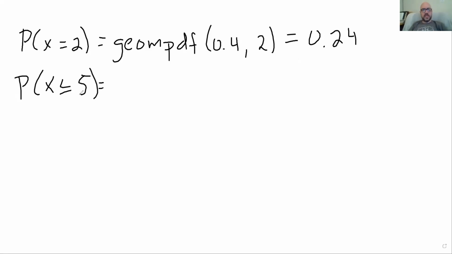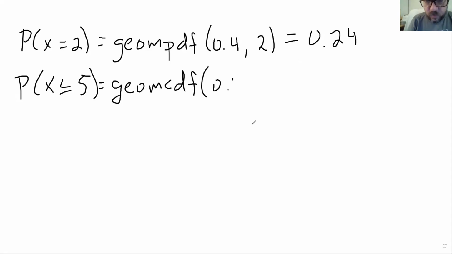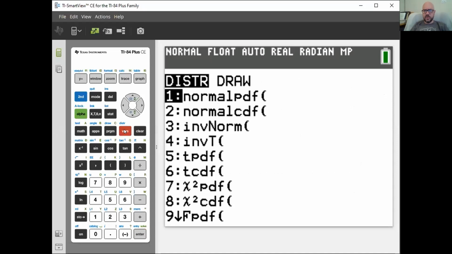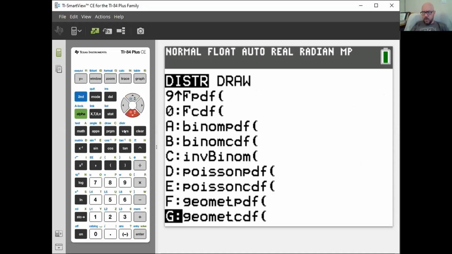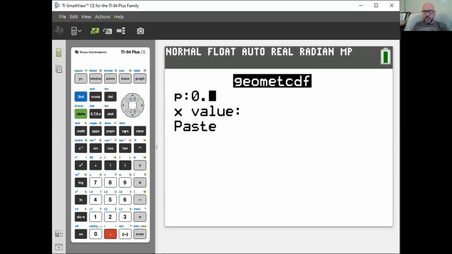All right. The other one was the probability that x is less than or equal to 5. So here, because it's not just equal to, it's less than or equal to, I'm going to use geometric CDF. So I'm going to do geom CDF of 0.4 and 5. And let's see what we get for that. Calculator. So same place, distributions, geometric CDF, probability of success 0.4, x value is 5 this time.